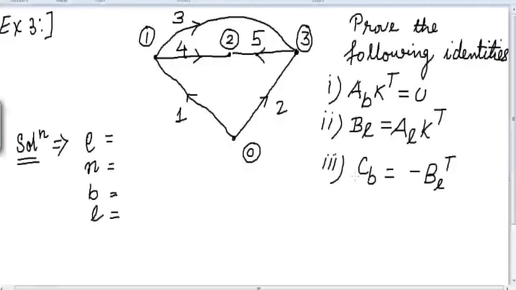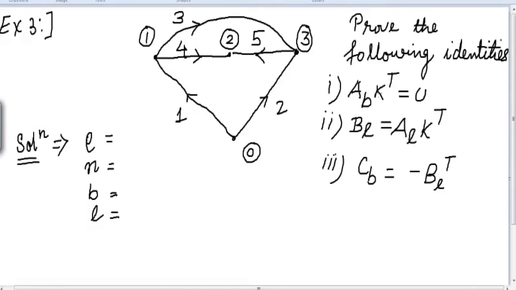Now, if A_B is there, that means it has something to do with A, and what is A? A is our bus incidence matrix. So you all know how to make the bus incidence matrix, right? Then here K transpose is written. That means first of all you need to find the K matrix. What is the K matrix? K matrix is the branch path incidence matrix. So first you need to draw the branch path incidence matrix. Once you have it, you can take the transpose of that matrix so that you get K transpose.